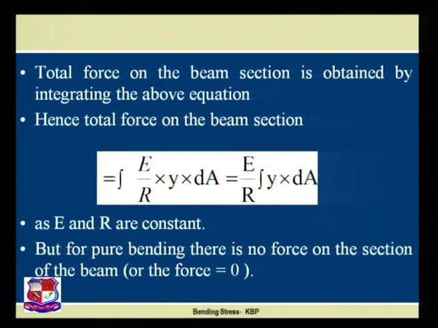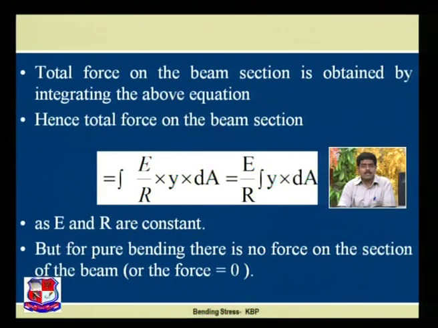So, total force on the beam section is the integration of E by R into y into dA, which is equal to E by R, that is a constant term which comes out of the integration sign, because E is the property known as the modulus of elasticity, R is the radius of curvature. These two terms are constant for a given section, and then these two terms come outside of the integration sign. So the total force is E by R integration y dA.